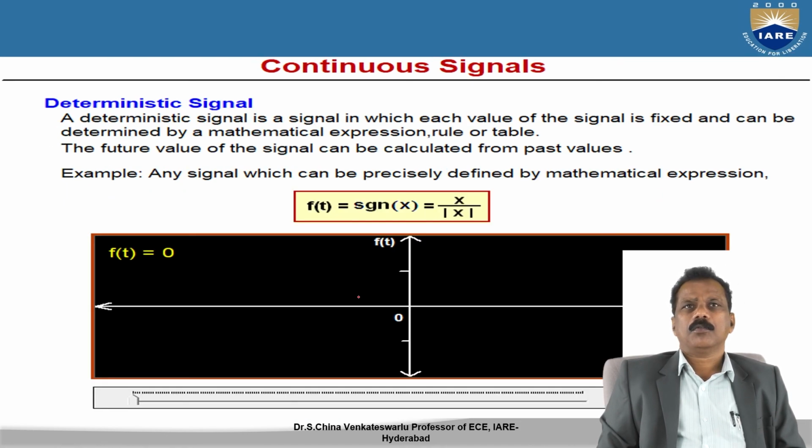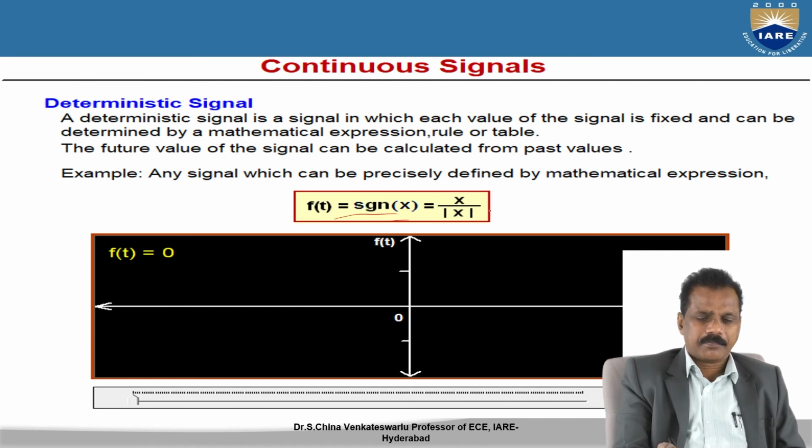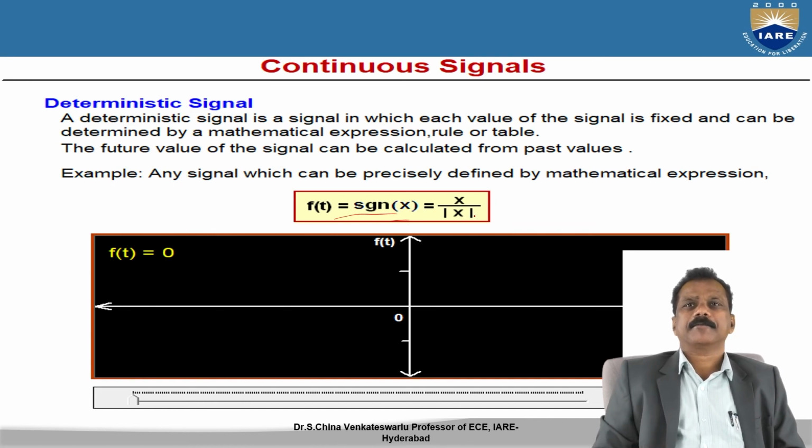Now under continuous time signals, the deterministic signal. A deterministic signal is a signal in which each value of the signal is fixed and can be determined by a mathematical expression, rule, or table, or the future value of the signal can be calculated from past values. Example, any signal which can be precisely defined with a mathematical expression like f of t is equal to sine of x, is equal to x by mod x.